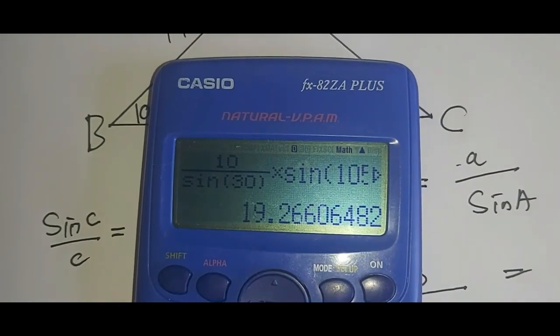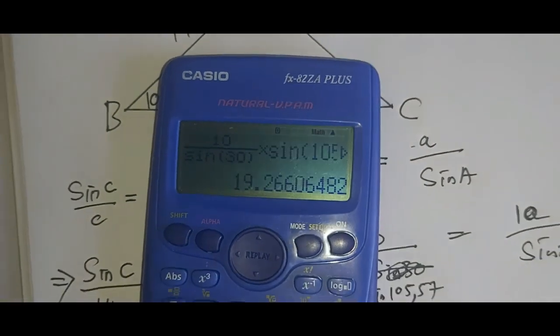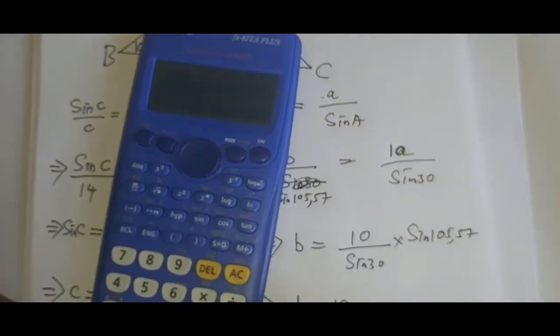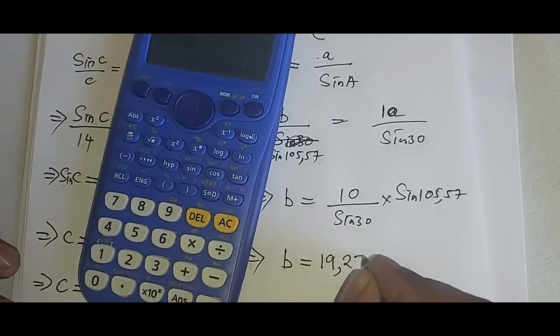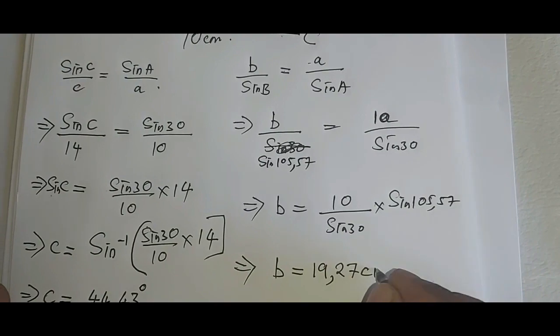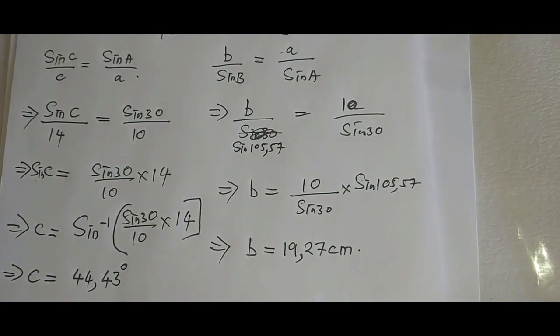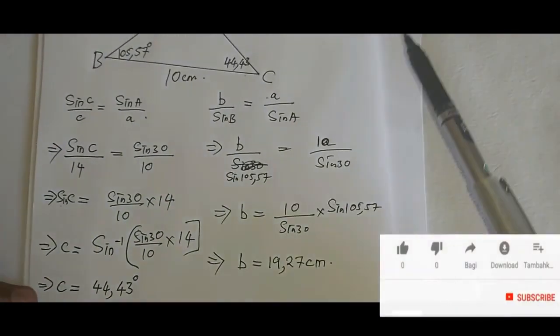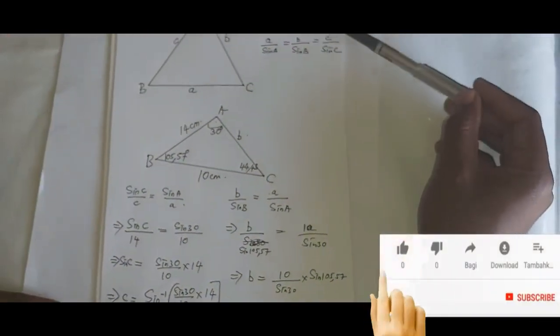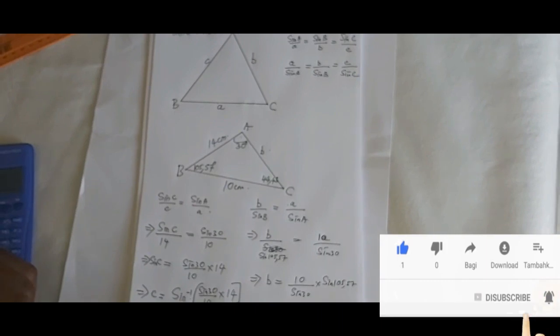Can you see how much I'm avoiding rounding off? Then straight away our final answer to 2 decimal places is 19.27 centimeters. So that is our work on the sine rule. To revise, you must know the sine rule, do your substitution well, and avoid unnecessary rounding off. Thank you. Bless you.